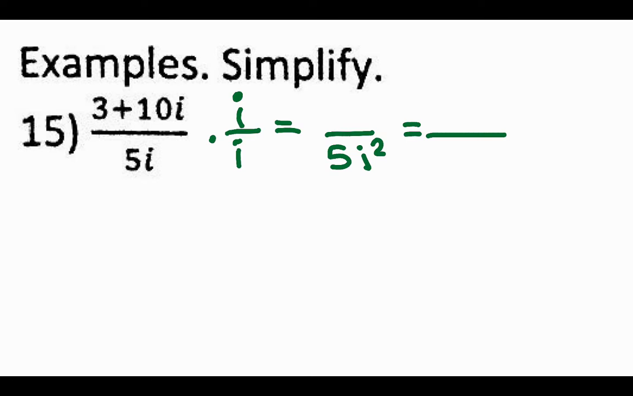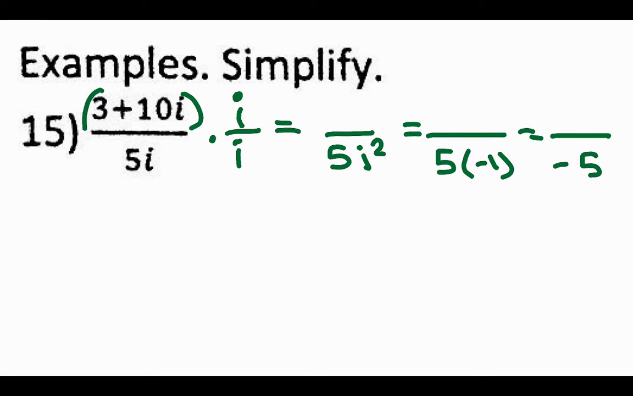Well, what's i squared? What did we talk about last class? We can replace i squared with negative 1, which means that's going to give me negative 5 in the denominator. And we love negative 5 in the denominator because there's no radicals, there's no rational exponents, and there's no i, so it's nice and clean.